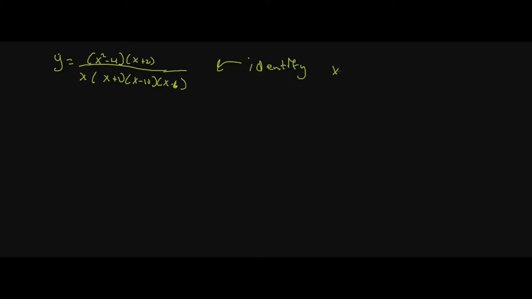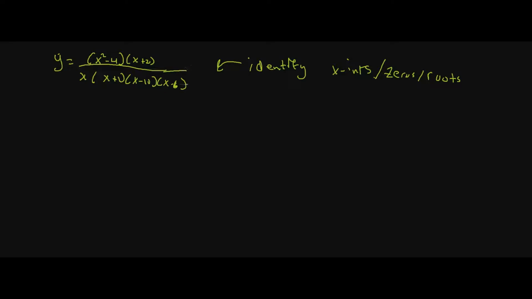Let's say we have y is equal to x squared minus 4, x plus 2, all divided by x, x plus 1, x minus 10, and x minus 6. All right, so let's go ahead and look at something like this, right? We want to identify the x-intercepts, or some people call them zeros, or the roots, whatever. They all mean the same thing, all right? So we want to identify, like before, all right?